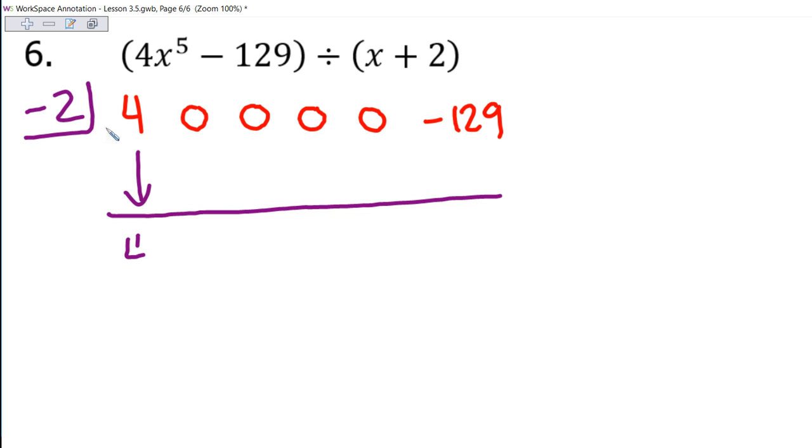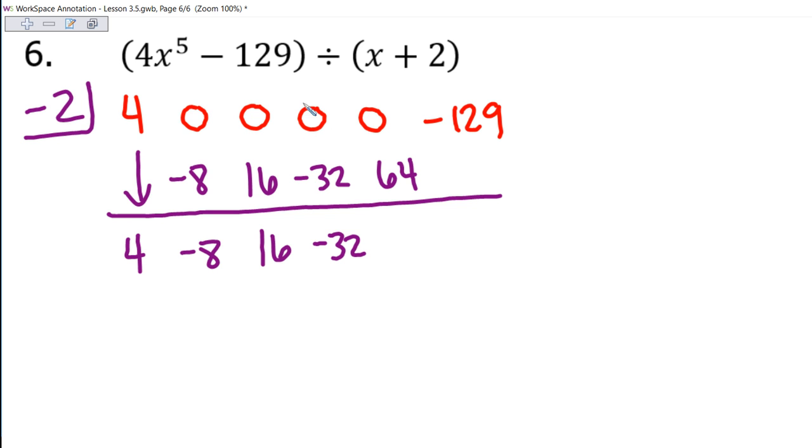Drop down your first coefficient and start multiplying. Negative 2 times 4 is negative 8. Now combine these, we get negative 8. Multiply outside numbers. Negative 2 times negative 8 is 16. Combine these, we get 16. Multiply your outside numbers. Negative 2 times 16 is negative 32. Combine these, we get negative 32. Multiply your outside numbers. Negative 2 times negative 32, we get positive 64. Combining these, we get positive 64. Multiply your outside numbers. Negative 2 times 64 is negative 128.